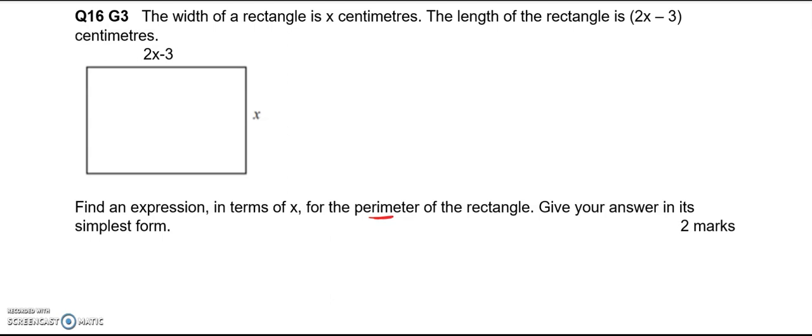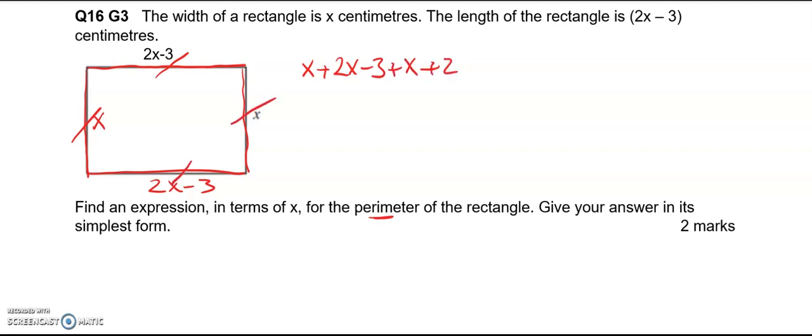So since this is a rectangle, this length here is the same as this one here. So this is going to be 2x minus 3 as well. And the width is x, so this width here as well is x. So we're going to go around, so I'm going to collect these as I go around. So x plus 2x minus 3 plus x plus 2x minus 3.